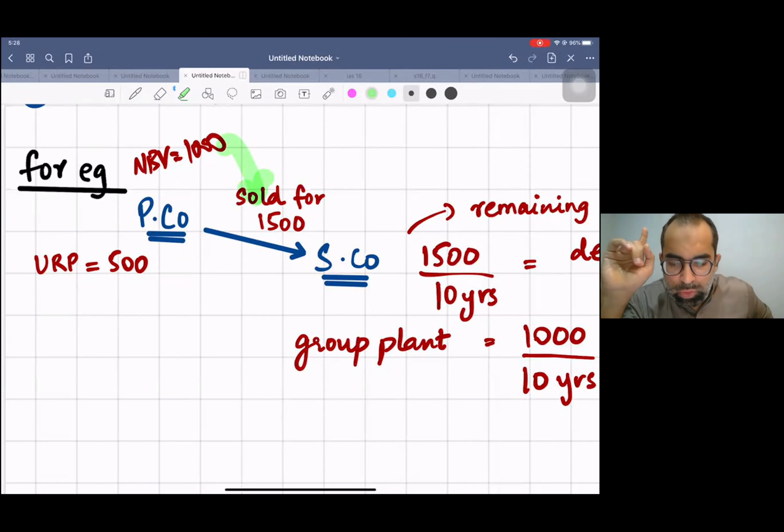So first step, you need to remove this URP from consolidated reserve and group plant and machinery. Now it's not inventory, now it's plant and machinery. So you need to remove it from group plant and machinery.